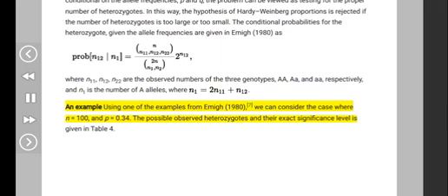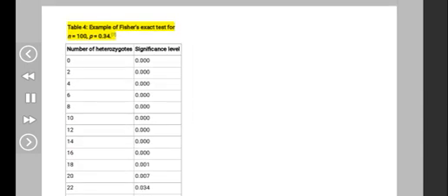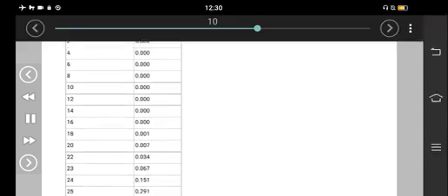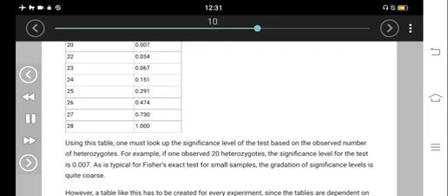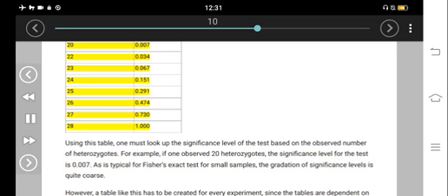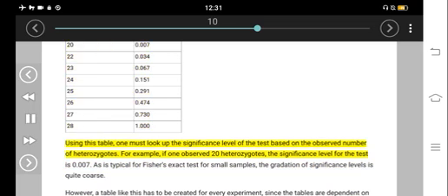And using one of the examples from Emigh 1987, we can consider the case where N equals 100 and P equals 0.34. Possible observed heterozygotes and their exact significance level are given in Table 4. Table 4: Example of Fisher's exact test for N equals 100, P equals 0.34. Using this table, one must look up a significance level of the test based on the observed number of heterozygotes.